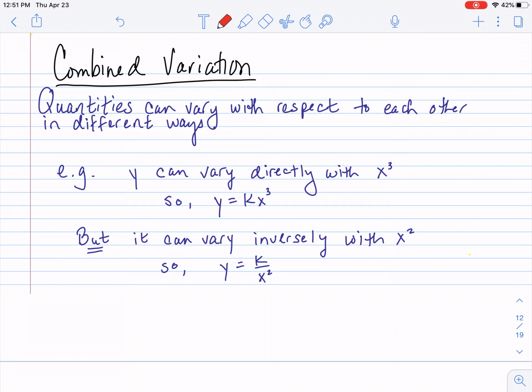So if I said it was going to vary directly with x to the third, it would be y equals k times x to the third. But it can also vary inversely. So if it varies inversely, check it out. I'm putting the x down into the denominator. If I say it varies directly with x to the third, y equals k times x to the third. If it varies inversely, it goes down into the denominator.